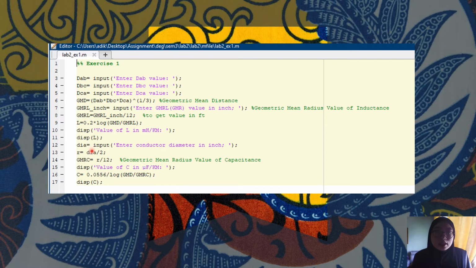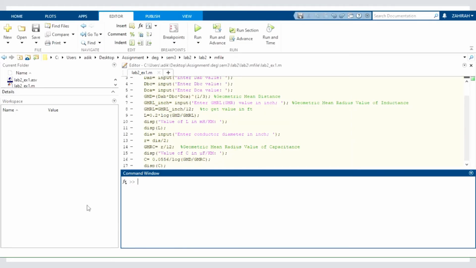Next is the part for the conductor. Enter the value of the conductor, which I already have in the lab sheet. This formula will be used for GMRC, the geometric mean radius value for the capacitance. Then enter the value of capacitance, which is already given in the lab sheet, and it will display the value of capacitance. This is the coding that we'll be using in exercise 1.